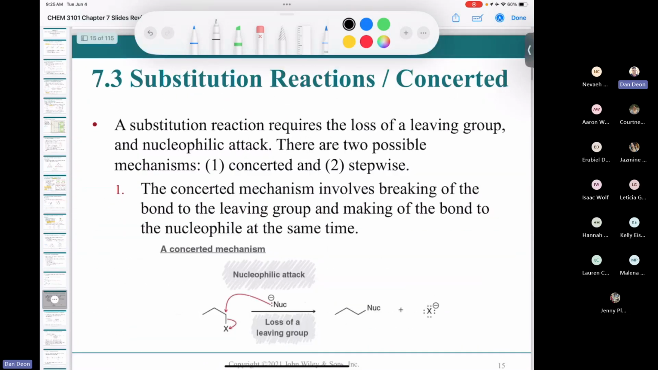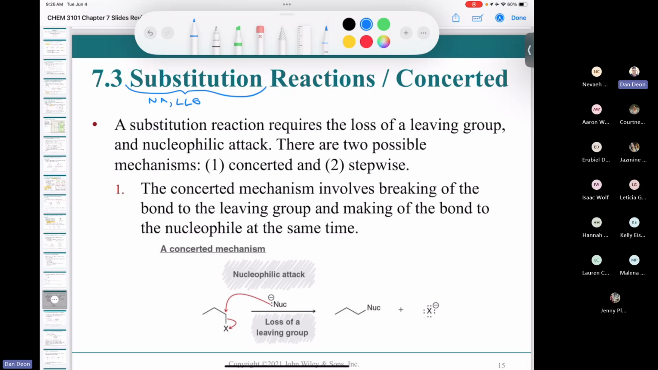All right, let's turn our attention to substitution reactions. And you're going to have to follow along pretty closely in this one, okay? Now, the mechanism is not overly complex, but there's a lot of moving parts to substitution reactions because we're going to talk about the nucleophile and the substrate as well in detail. So a substitution reaction requires the loss of a leaving group and a nucleophilic attack. Both of those things have to happen.